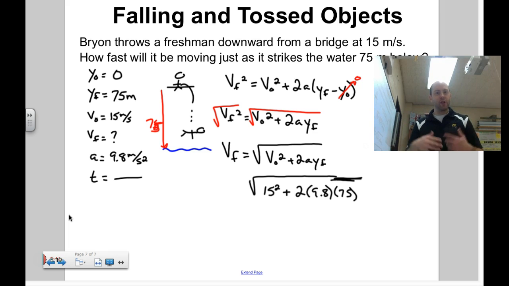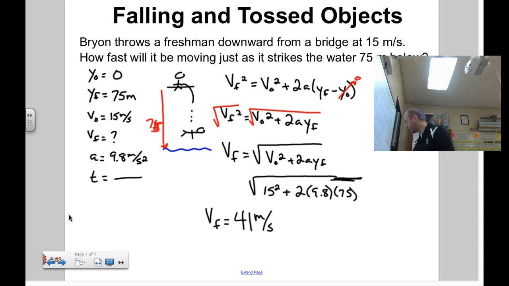Next, if I look at my sig figs, I'll notice it's all 2 sig figs. The 9.8, very important. Even though it says 2 sig figs, 9.8 is a constant. We never worry about the sig figs for 9.8. So, 15 squared plus 2 times 9.8 times 75. Take the square root of that. I get 41.17. But since I want only 2 sig figs, I'm going to round this to 41 meters per second. So that's how fast the freshman hits the water.